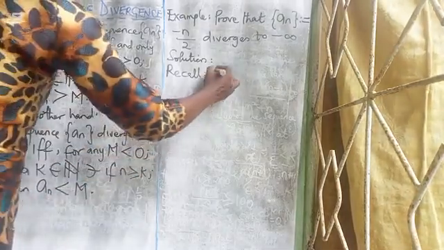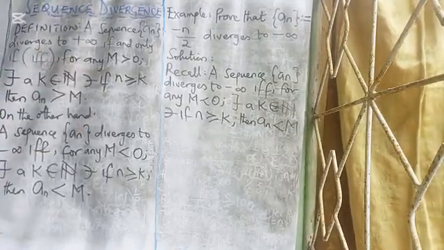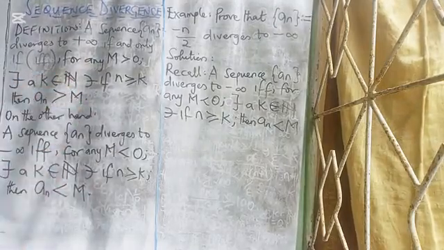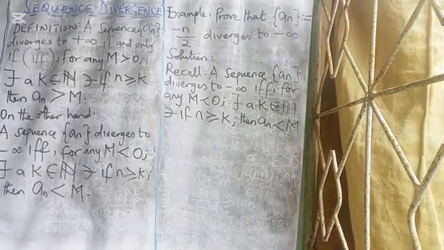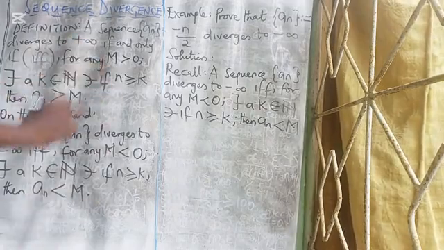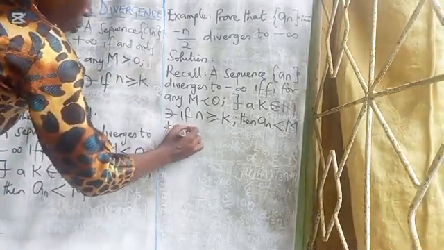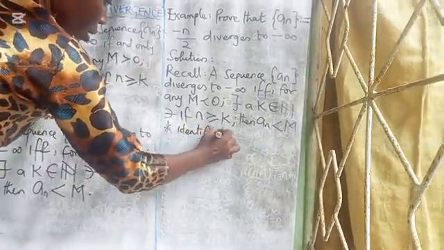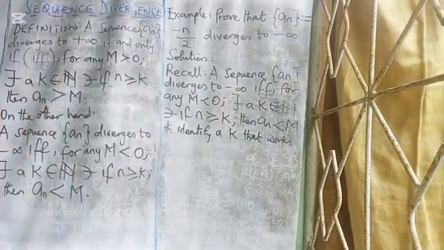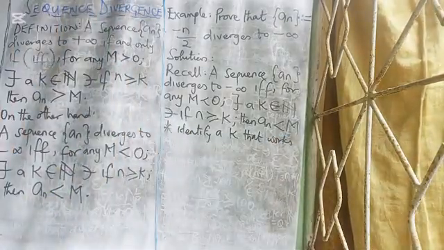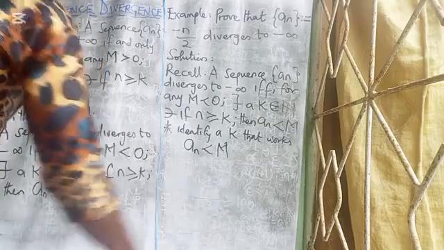Again, we have recalled that a sequence a_n diverges to negative infinity if and only if for any m less than 0, there exists a k element of the set of natural numbers such that if n is greater than or equal to k, then a_n will be less than m. Again, the first thing we need to do is identify a k that works, because we want to prove that a_n is less than m.